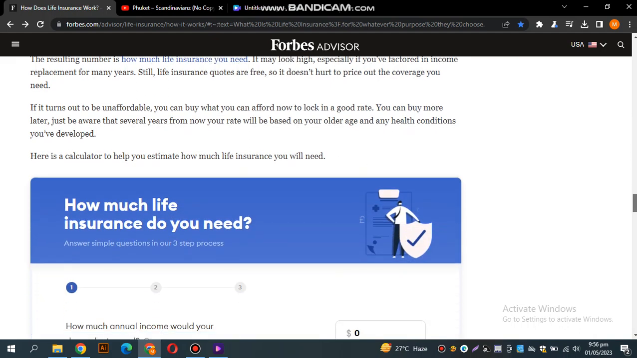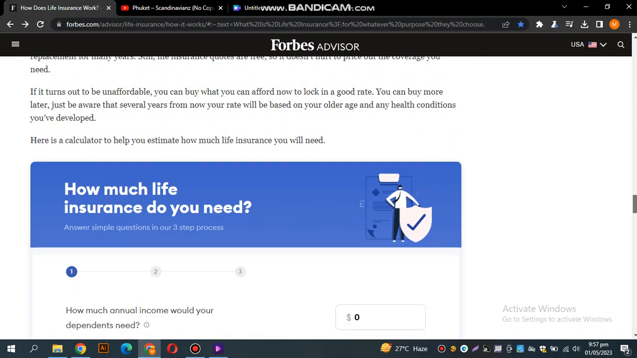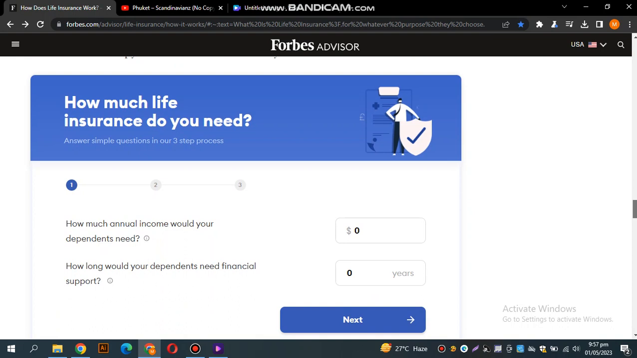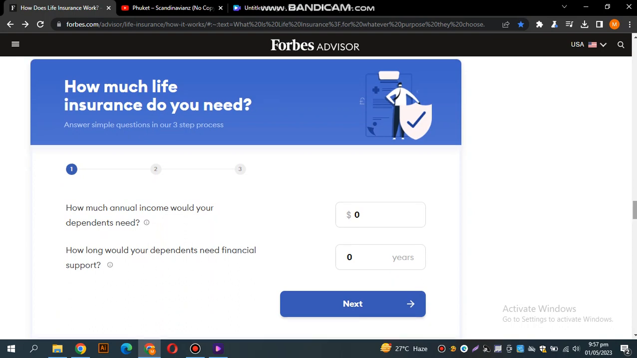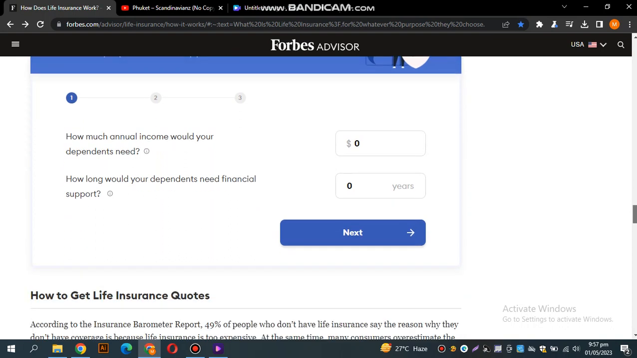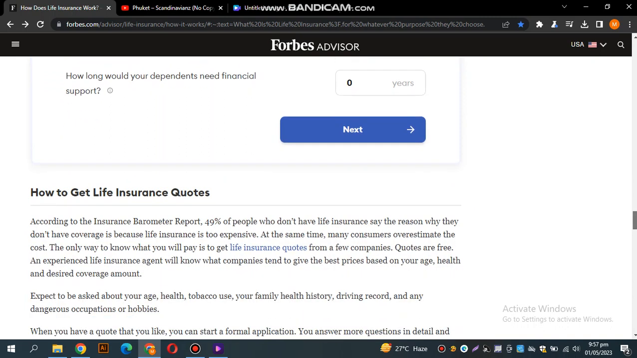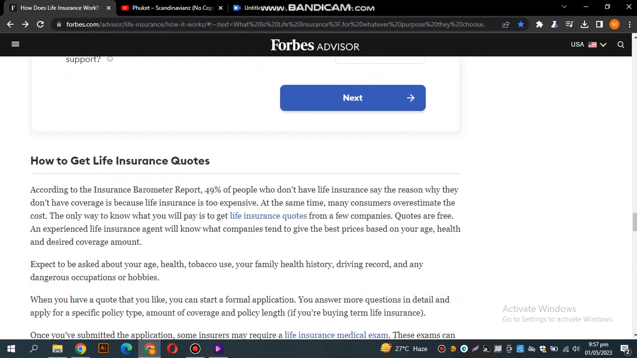Here is a calculator to help you estimate how much life insurance you will need. Please see the chart and calculate how much life insurance you need. First, how much annual income would your dependents need? Second, how long would your dependents need financial support? And then press next for the result.